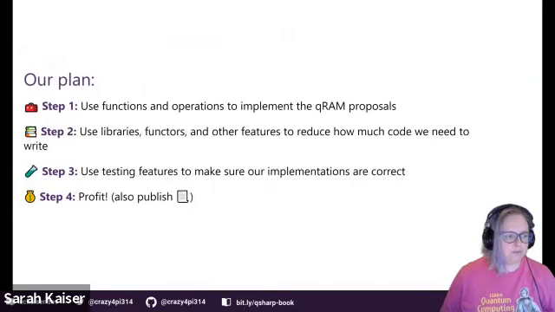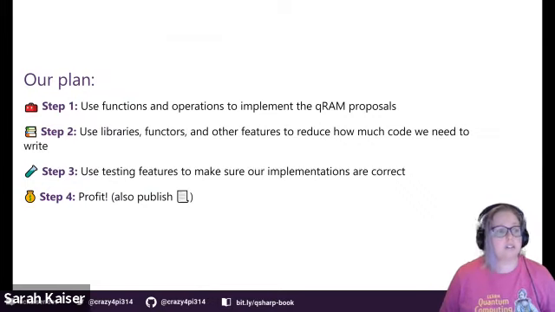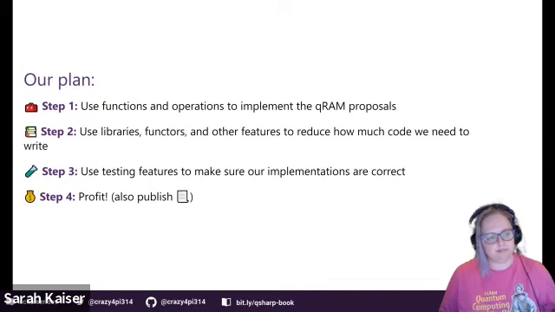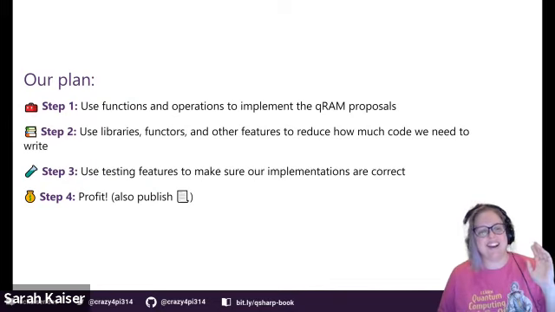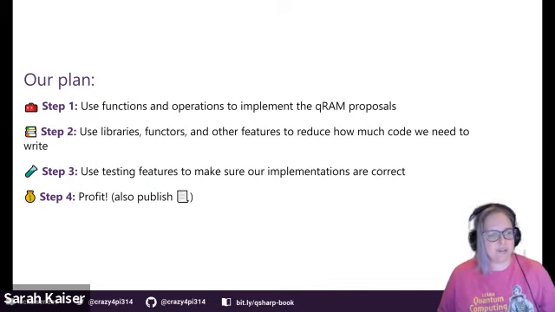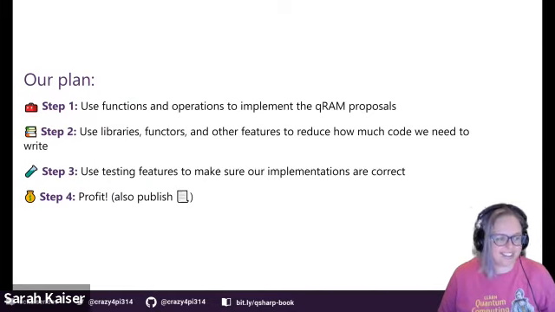So, all right, we found a tool that has a couple of key features that were really useful to us. Our plan then was to use the functions and operations to implement the QRAM proposals, and leverage the libraries, functors, and other features to reduce how much code we needed to write, because we were on a limited time grant.